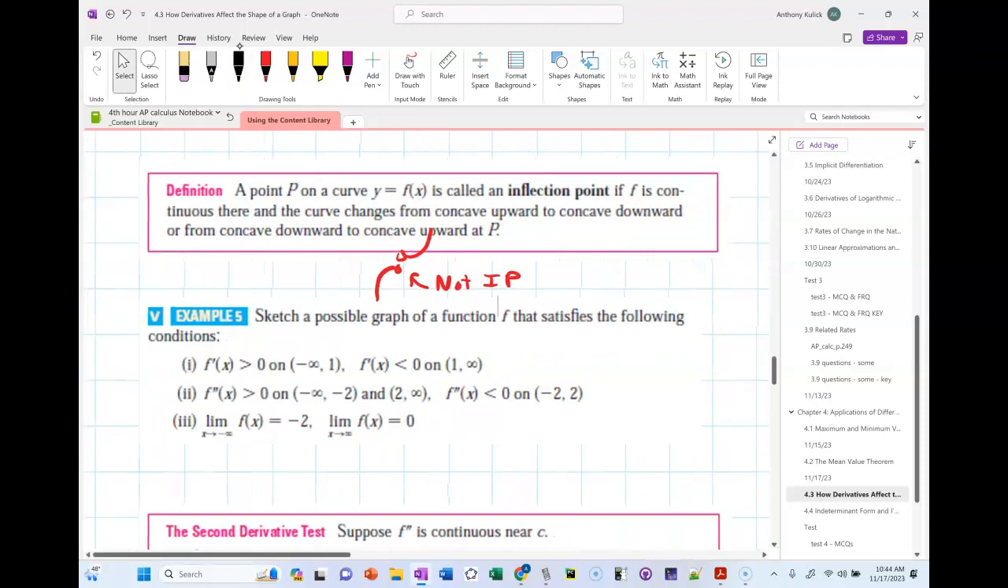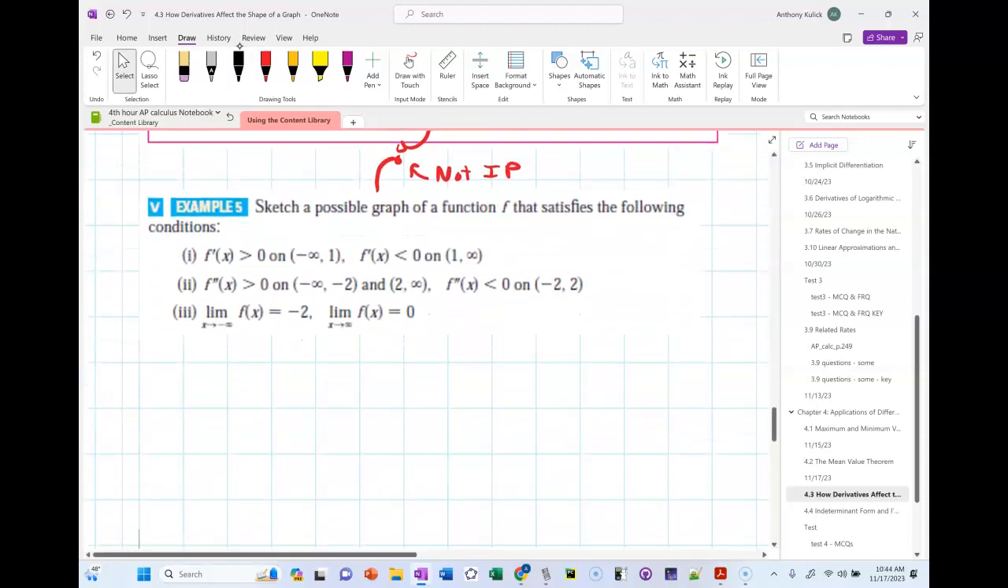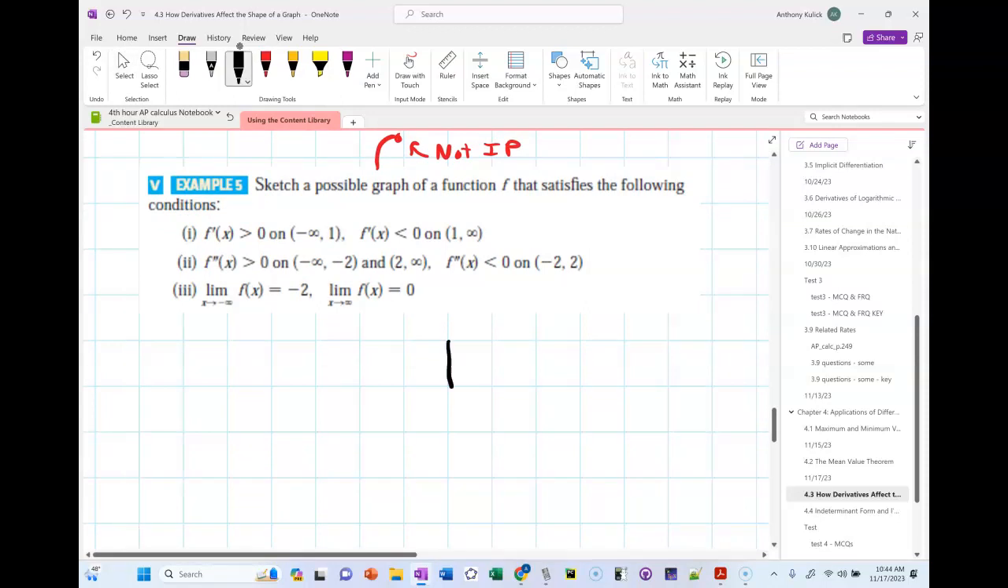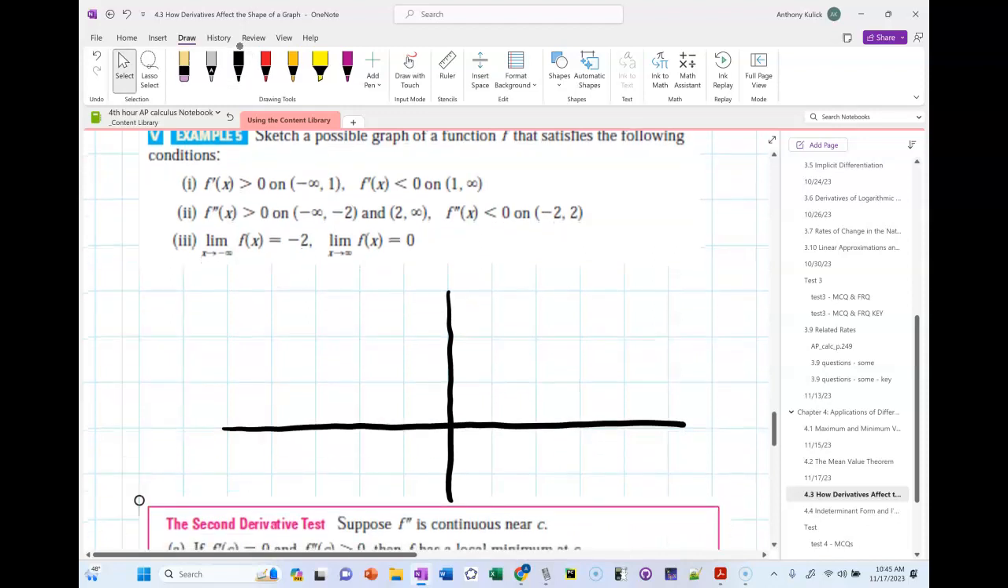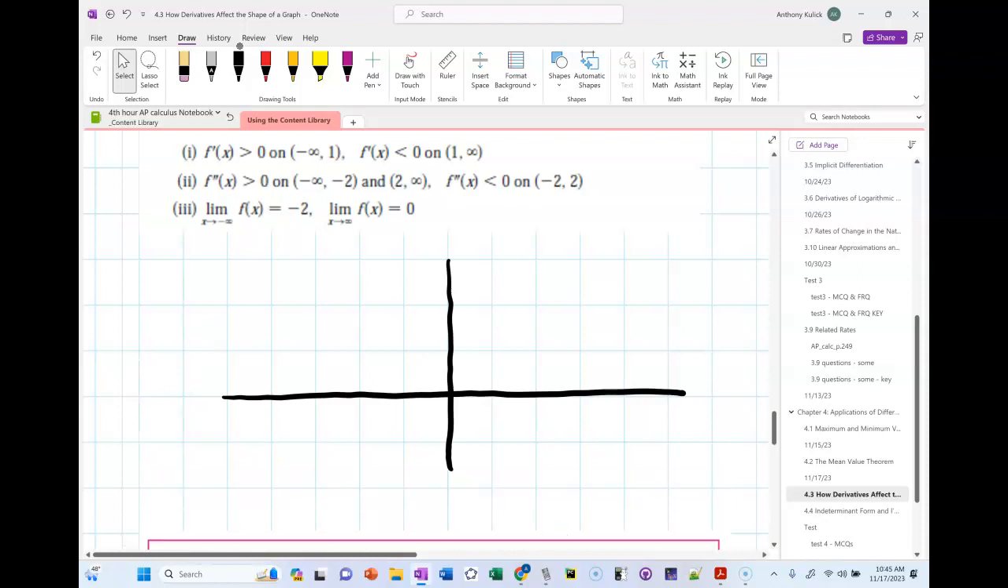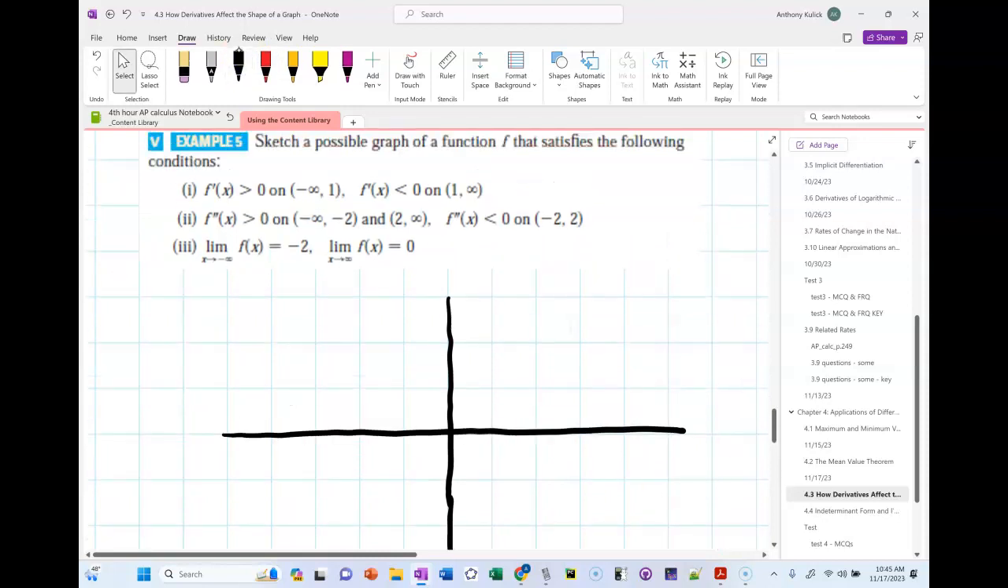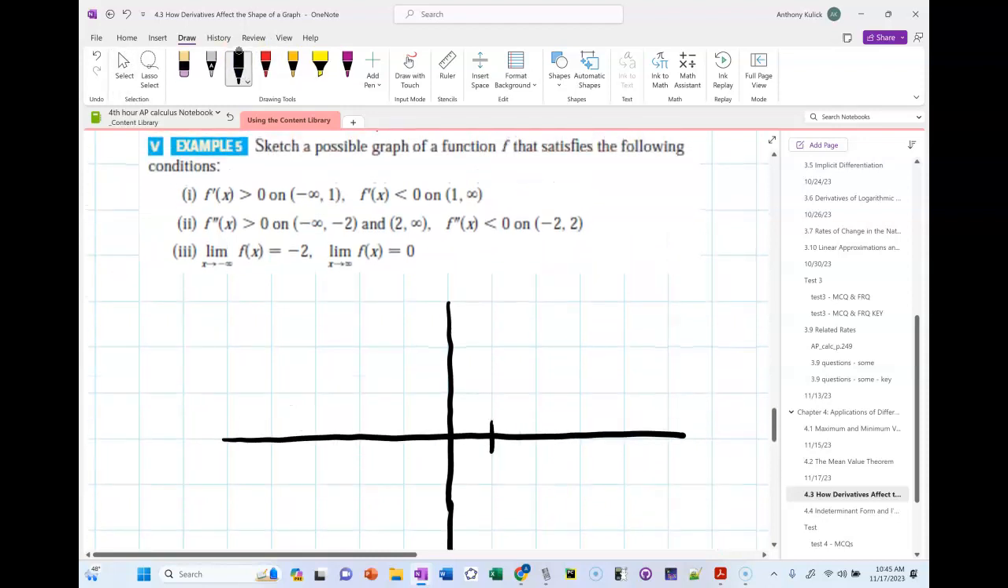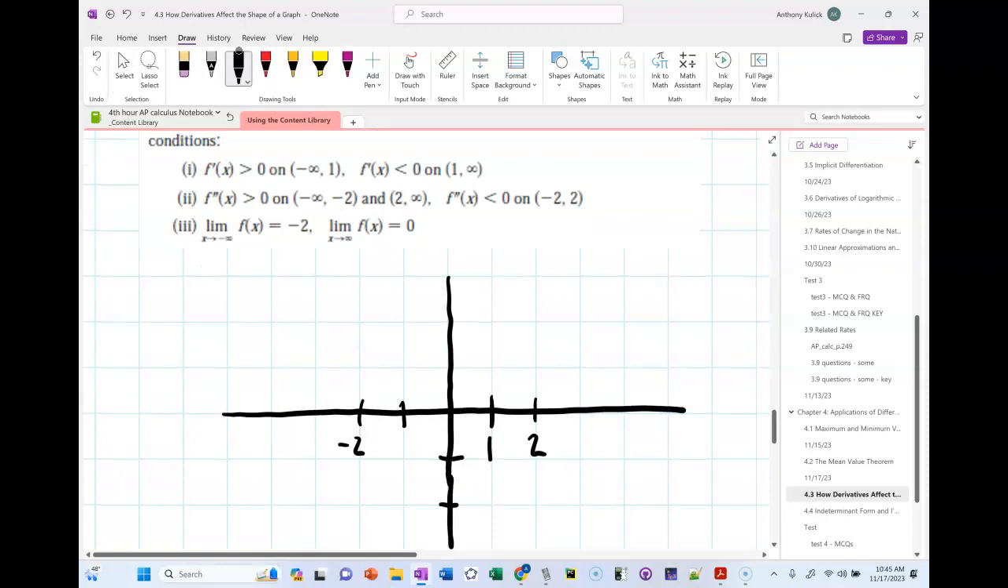All right. So let's look at this example here. It's given us some criteria and asks us to sketch a graph. All right. So let's see. Looking at the numbers, it looks like I care about 1. I'm going to care about -2. I'm going to care about +2. And then I'm going to care about y = 0 and y = -2.